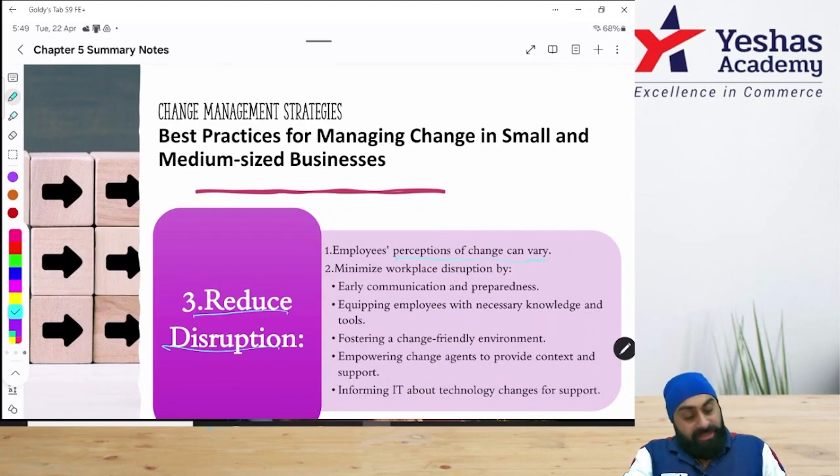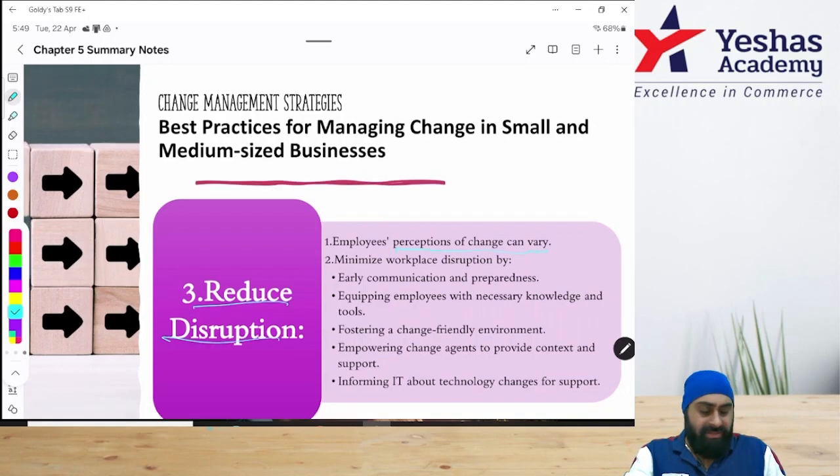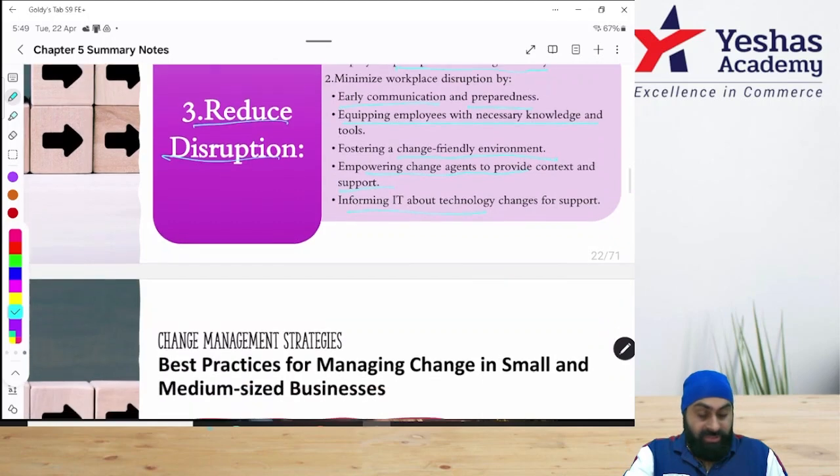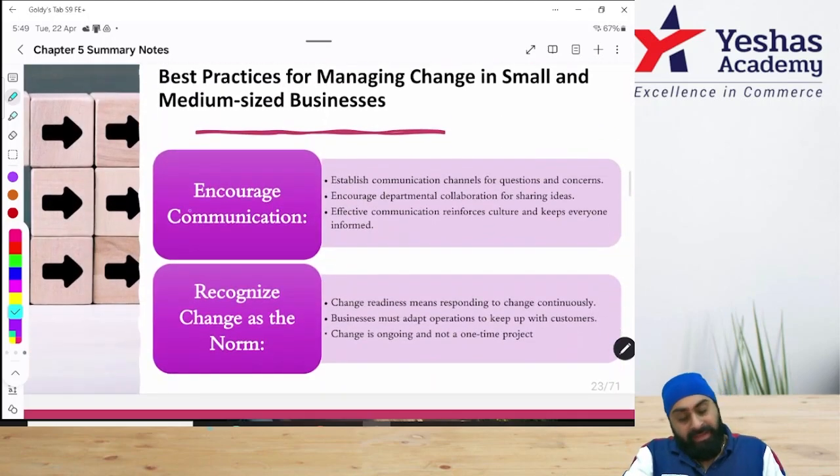Reduce disruption. Employees' perception of change may vary. Employees may see change as a different thing. They may even see it as a threat. Oh, new technology, he's trying to remove us from our jobs, he's going to make us jobless. That can also be seen as a threat. So early communication and preparing them for that is important. Equipping employees with the necessary knowledge of why change is important. A change-friendly environment, empowering change through context and support, and information and IT technology for a support system is also important. Encourage communication.